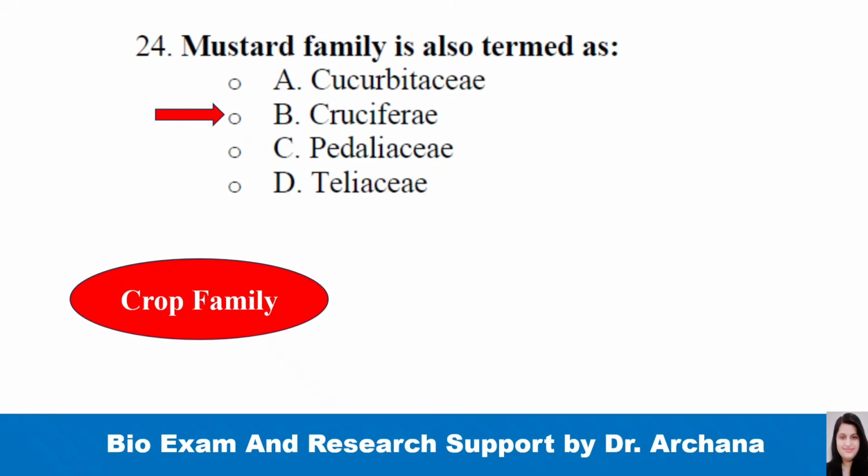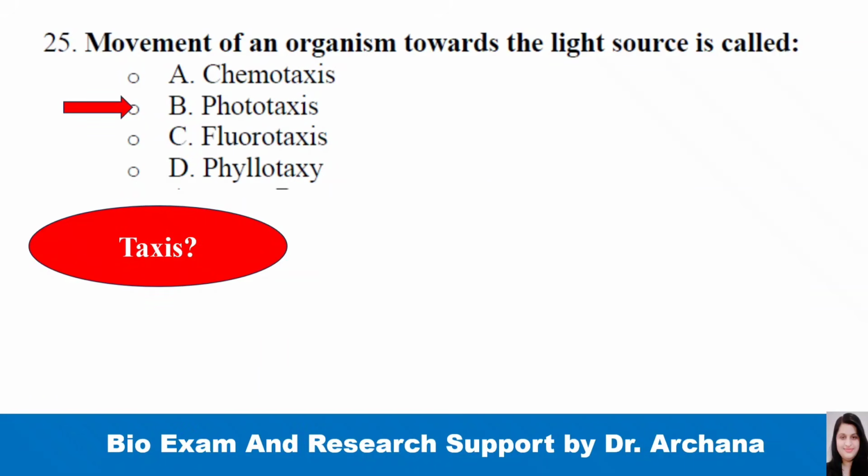Mustard family is termed as cruciferae. I think you must be knowing several cruciferous vegetables. So you can make a list of different families and their examples. Now the next question is movement of an organism towards the light source is called phototaxis. Photo means light, taxis means movement towards that.